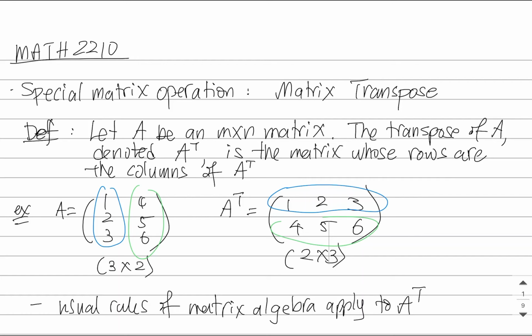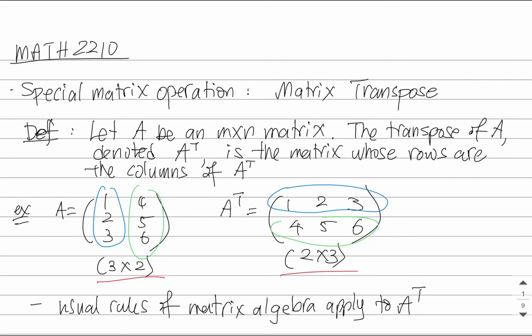Now, as an example here, I've color-coded a 3x2 matrix A, and we take the first column of A and it becomes the first row of A transpose. Second column of A becomes the second row of A transpose. Now you can see that necessarily the dimensions of A and A transpose can't be the same. In general, the only time they'll ever be the same is when you've got a square matrix.